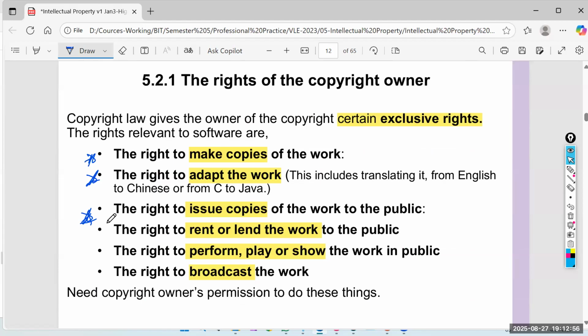But who can give that permission or license? The copyright owner. Others can't do that. And copyright owners can rent out or lend the product, and also perform it or play it if it is artistic related, and also broadcast on televisions and radios. That means the copyright owner gets the ownership of whatever the financial gains.